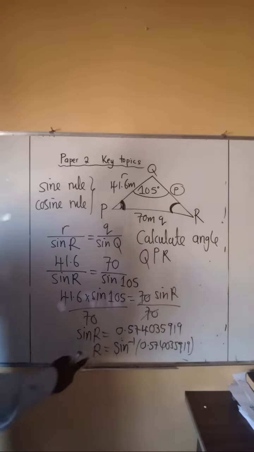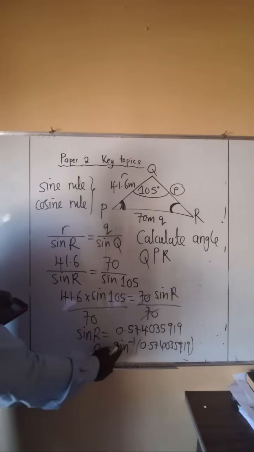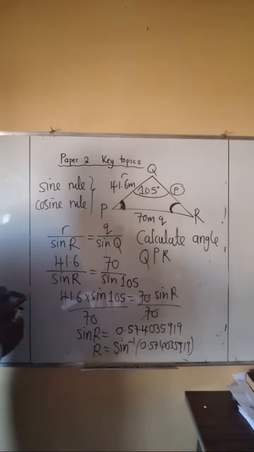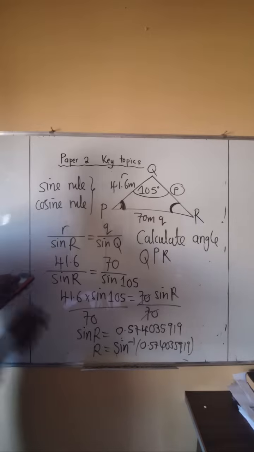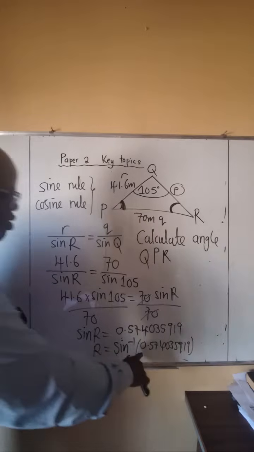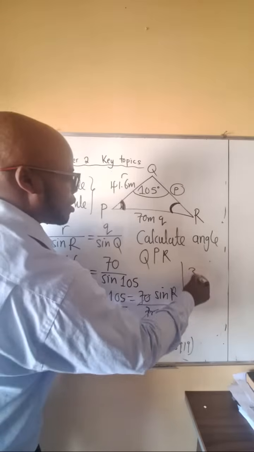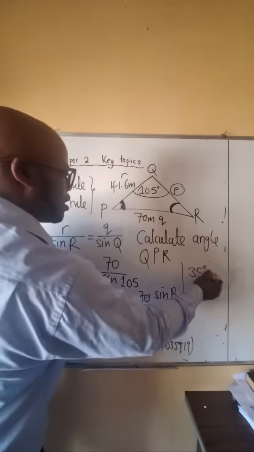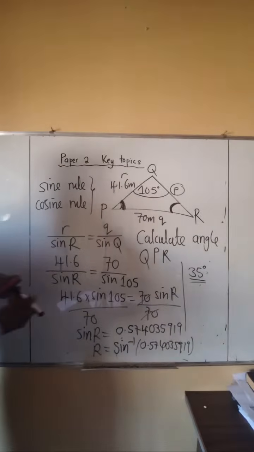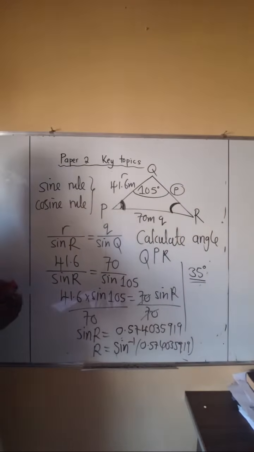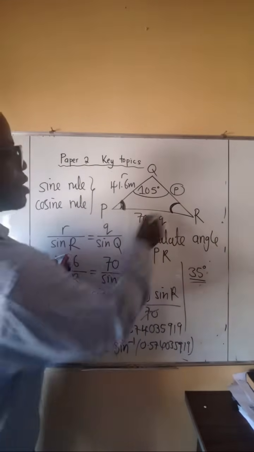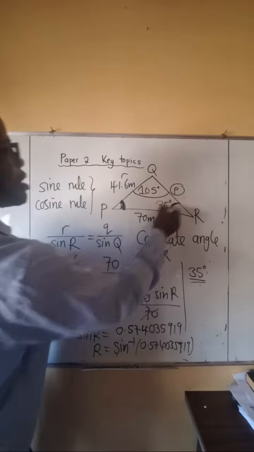So now we punch on our calculator sine inverse of this. In case you don't know how to use the calculator, just go to where it's written second function or where it's written shift. And then you press where there is sine there. It will bring the sine power negative 1. And then you copy what is here. You're going to find that the angle which is here is 35.03214498 degrees, but just write 35. So the angle here is 35 degrees.